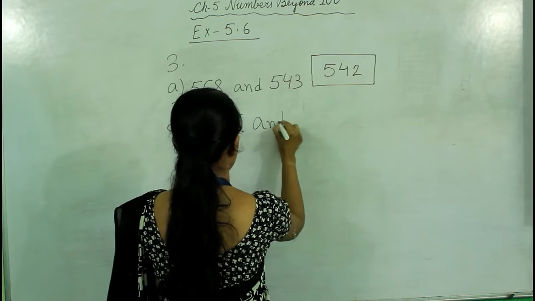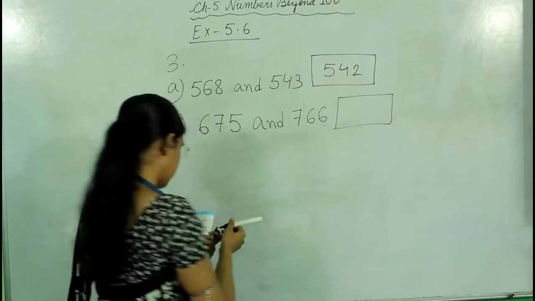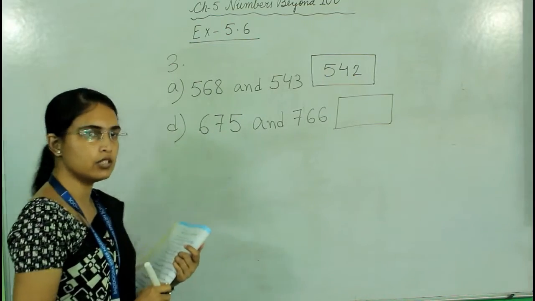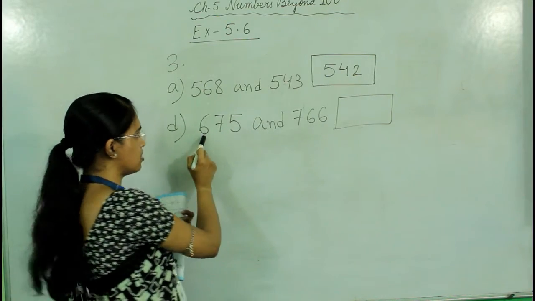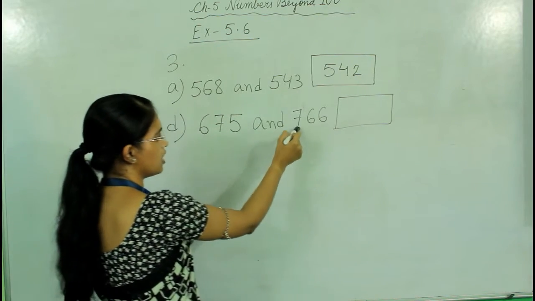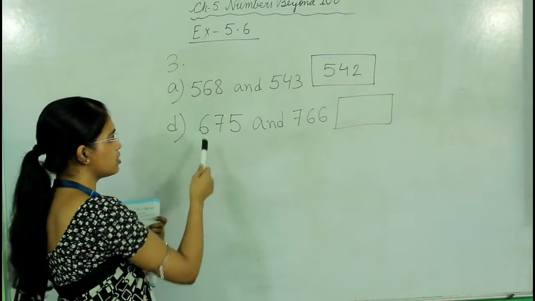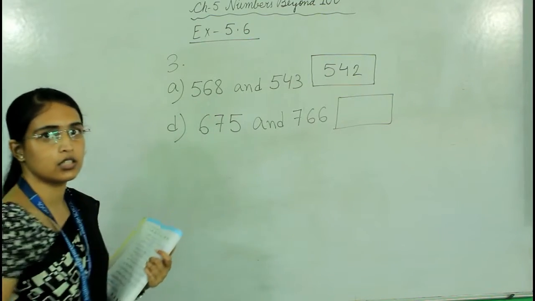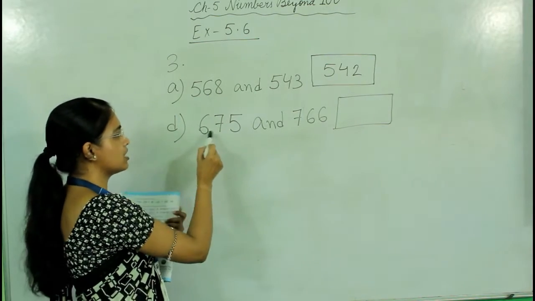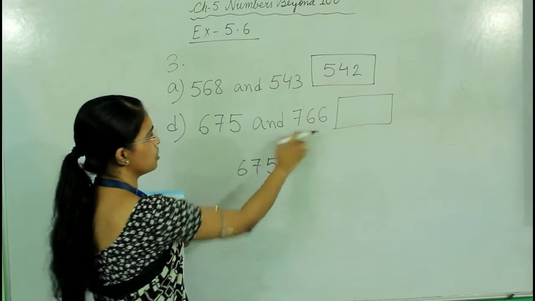And 766. We have to find out the predecessor of the smaller number. So among these two numbers, which one is the smaller number? Look at the 100s place. In the 100s place, on this side we have 6, but on this side we have 7. Which is smaller, 6 is smaller than 7 or 7 is smaller than 6? Of course, 6 is smaller than 7, right? That means we have found the smaller number, that is 675.